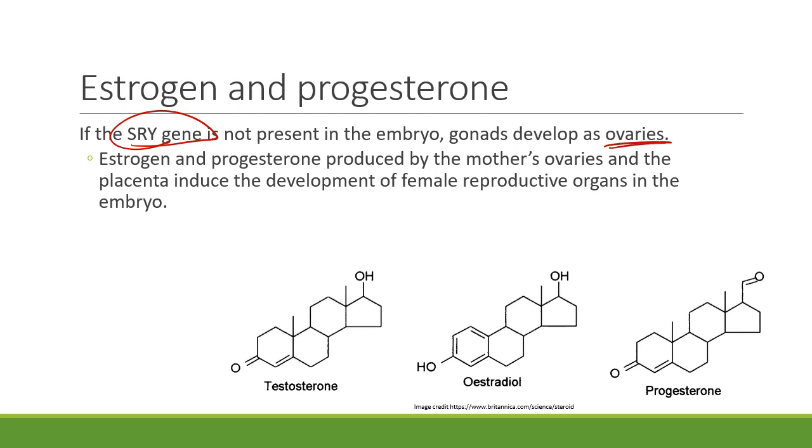And this is partly stimulated by estrogen and progesterone that's in the mother's ovaries and then passes across the placenta. The fetuses that have the SRY gene will also get some estrogen and progesterone, but that testosterone kind of overwhelms it. If there's no testosterone there, then the estrogen and the progesterone help to induce the development of the ovaries instead of the testicles. Estradiol is another name for estrogen, so estrogen, progesterone, and then testosterone.